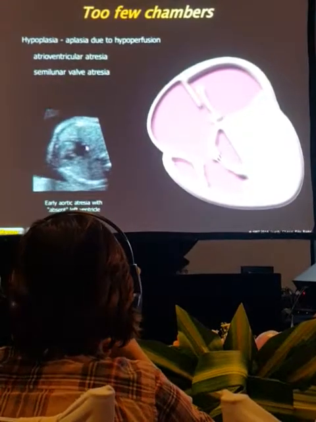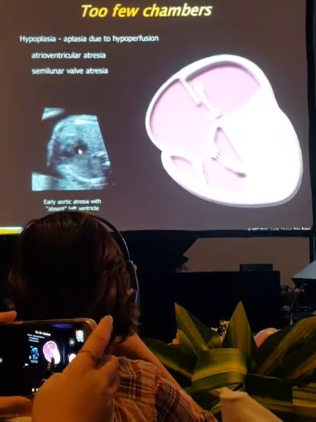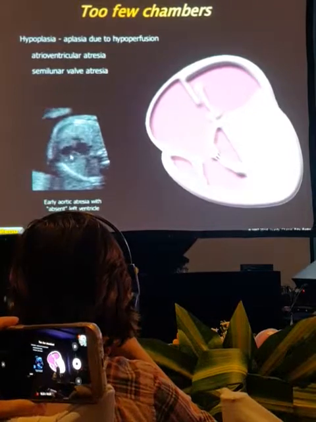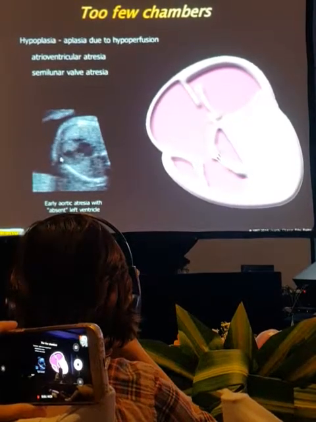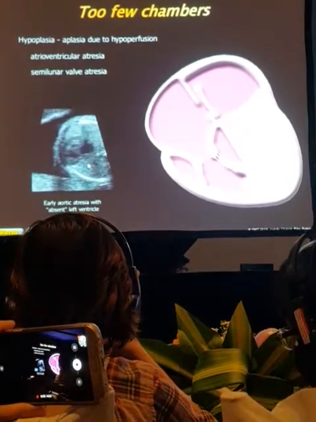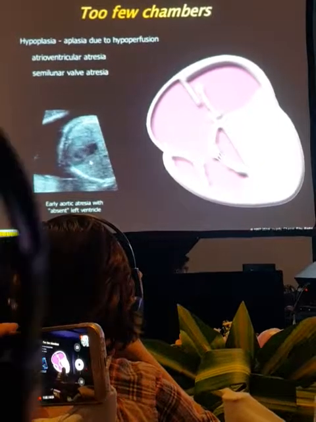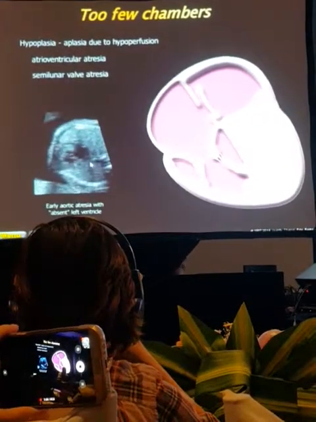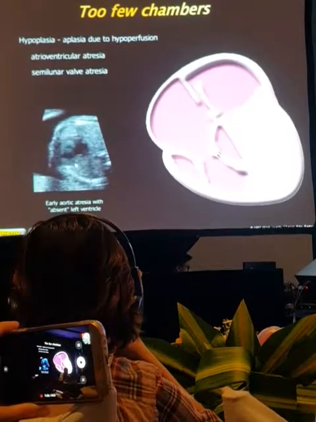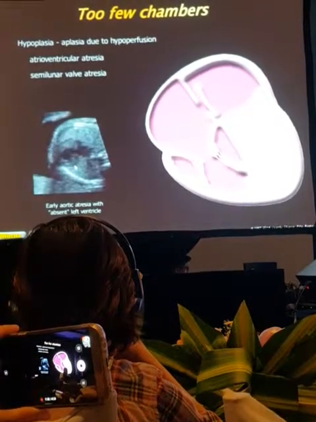Here we have a two-chamber heart. We have one large atrium, and we have one ventricle with a very thick wall. If you look on the edge of the clip here, there's a little black spot. That little black spot is a hypoplastic left heart. This is a baby that has an early aortic atresia.